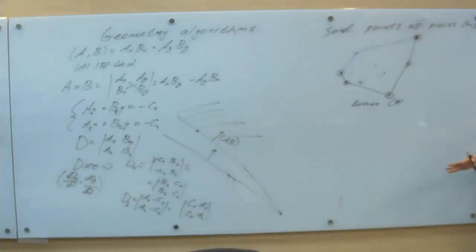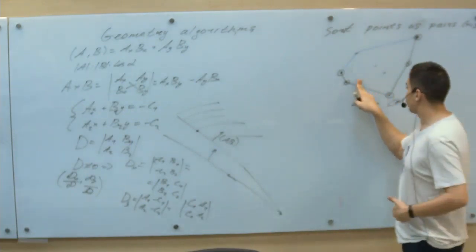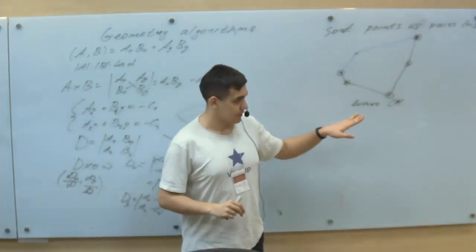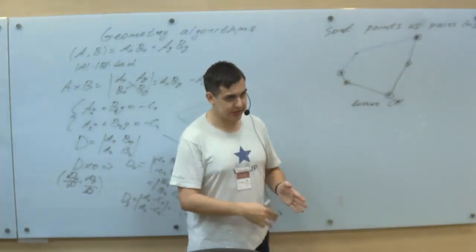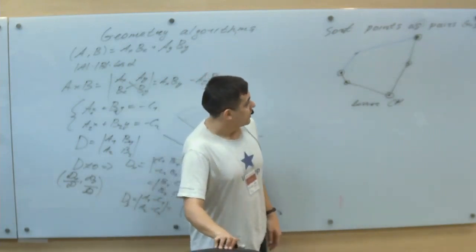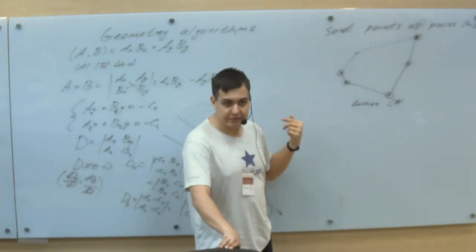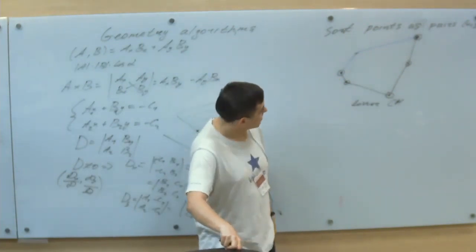So you can easily mess up the signs, or you can easily forget, mess up the order of points, for example, or you have to have special code for finding the leftmost bottom point.